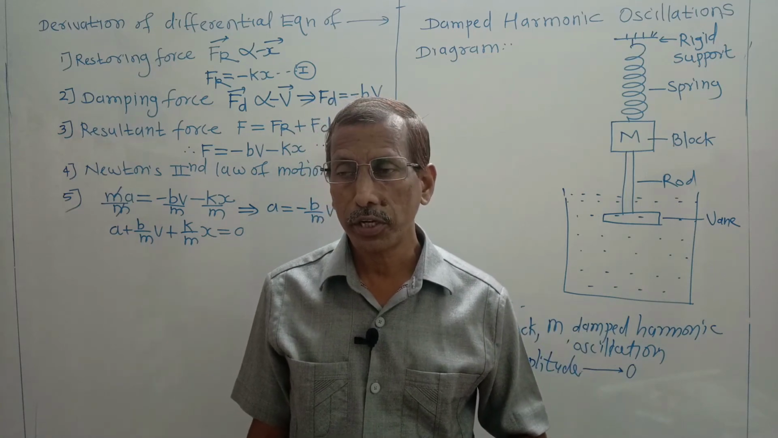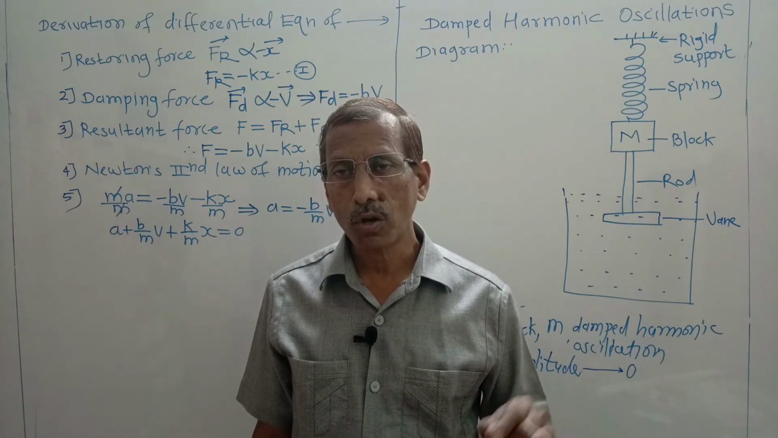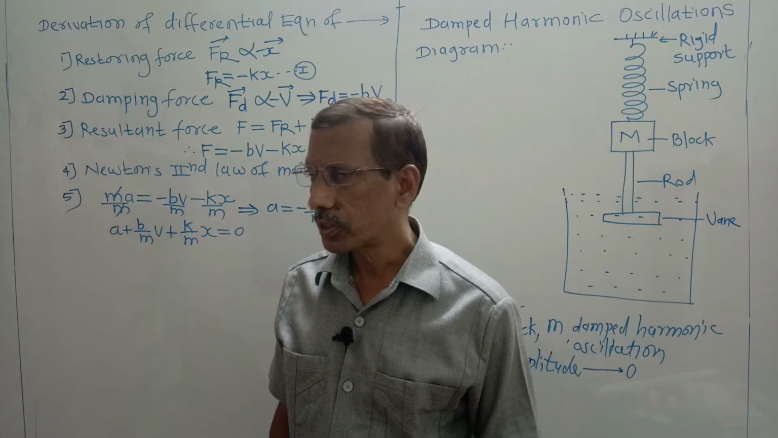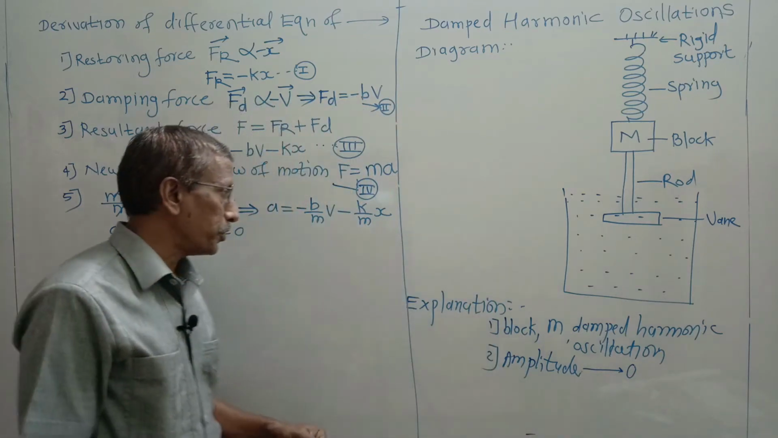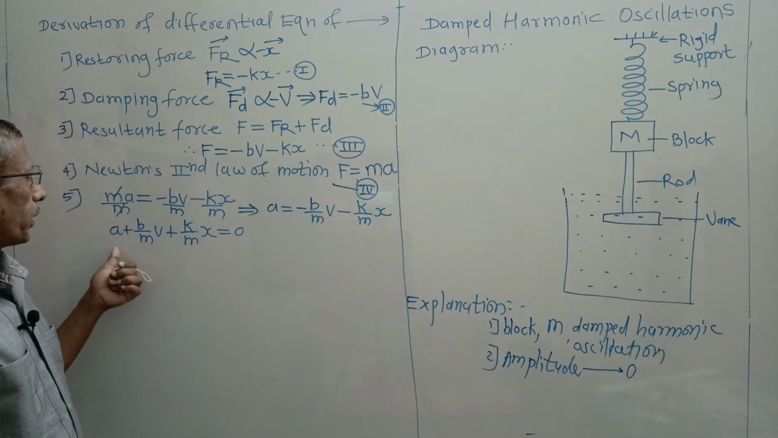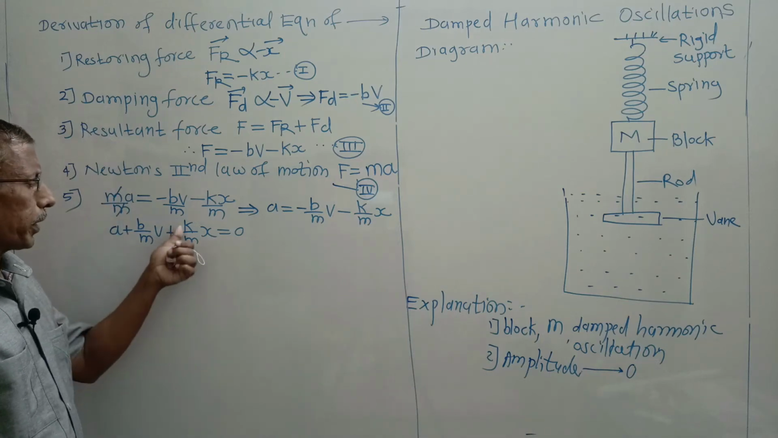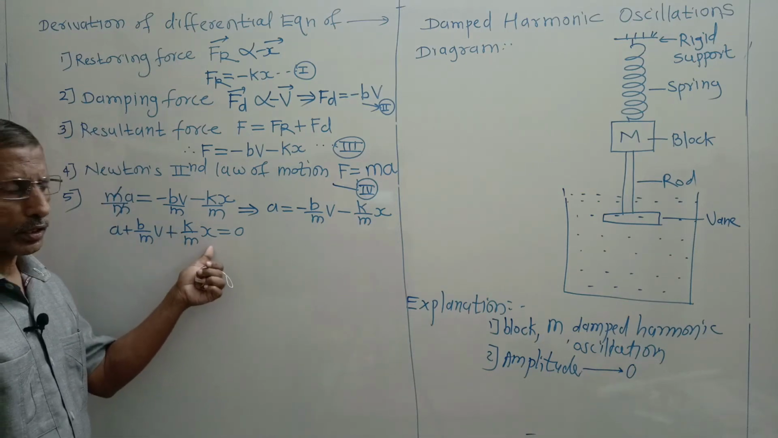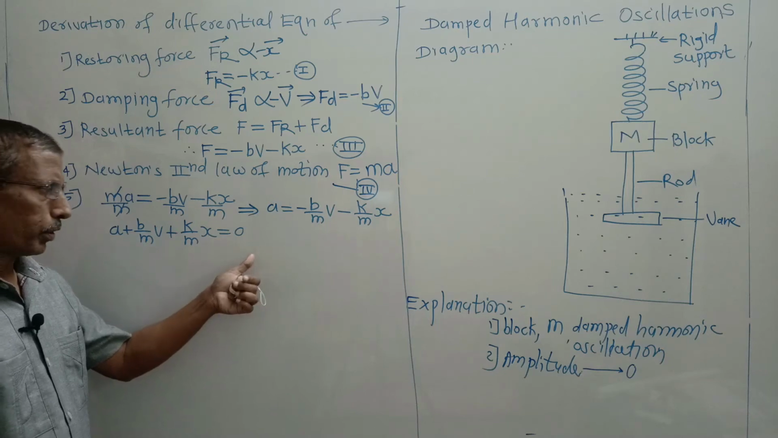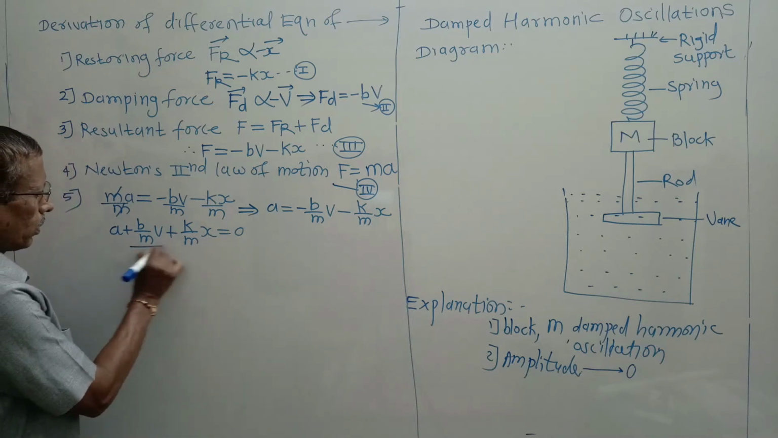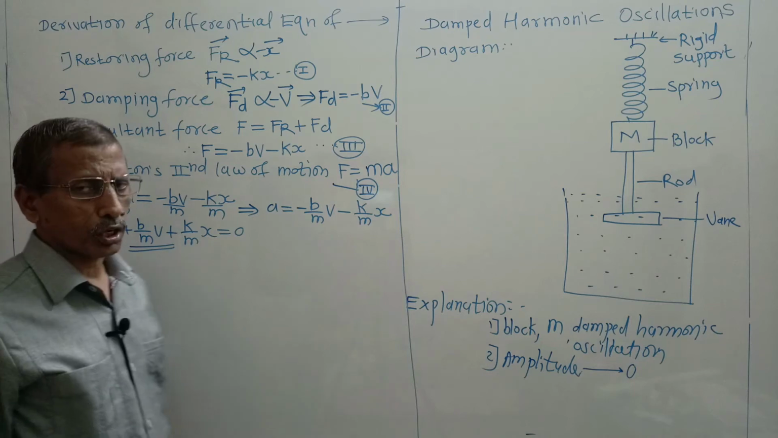You already studied free harmonic oscillations, in which the differential equation is a plus k by m x is equal to 0. But in case of damped oscillation, this extra term is added.